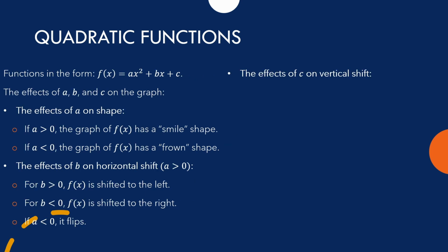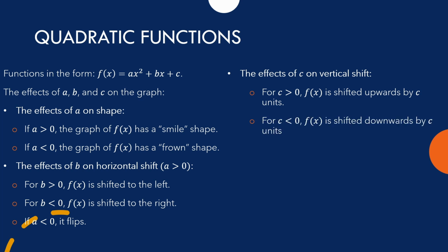Now let's take a look at the effects of c on the vertical shift. That means c affects the vertical shift of the function. For c greater than 0, f of x is shifted upwards by c units, and inversely, if c is less than 0, f of x is shifted downwards by c units.